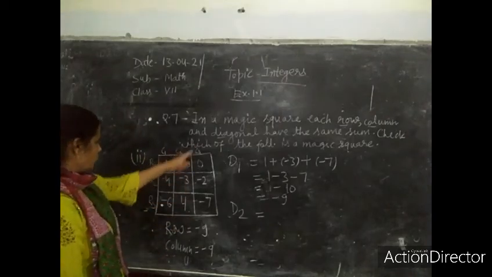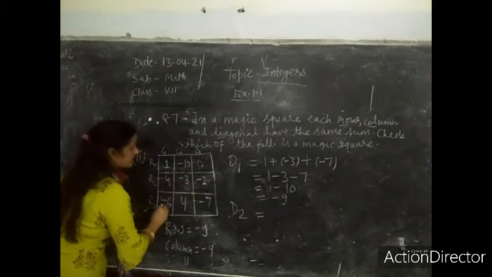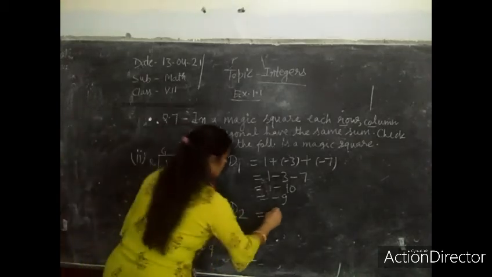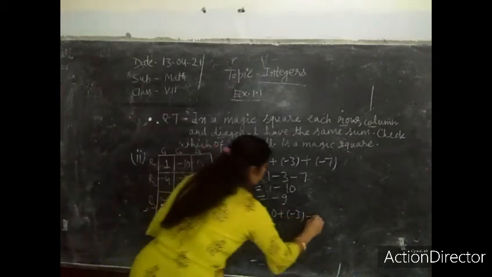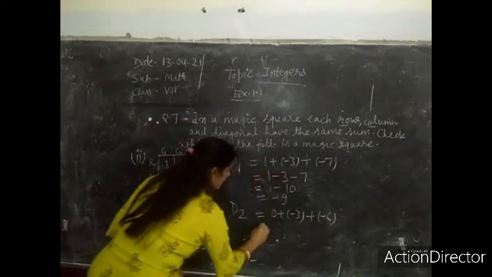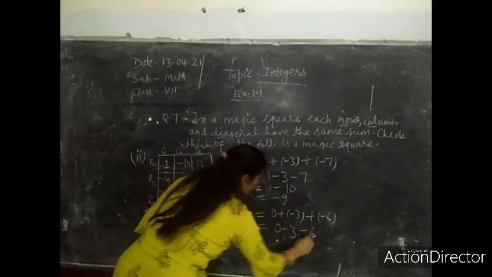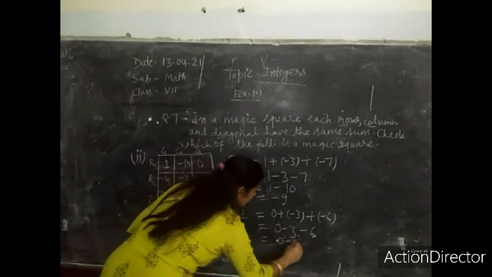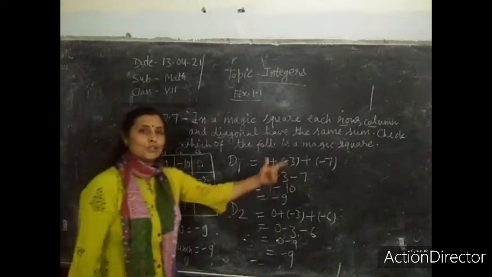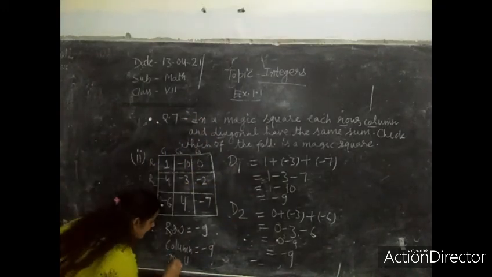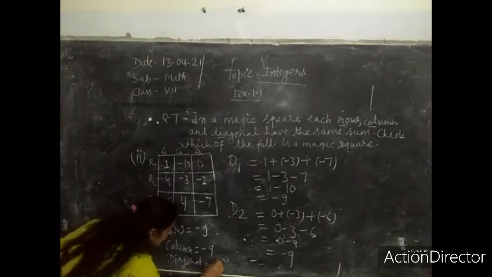Now come to D2. We will come to D2 finally. The points which are on D2 are these: 0, minus 3, minus 6. 0 plus minus 3 plus minus 6. Now I am opening the bracket. Minus 3 plus minus will become minus. 0 minus 9 equals minus 9. Very good. Diagonals are also minus 9. So I will write here diagonal equals minus 9.